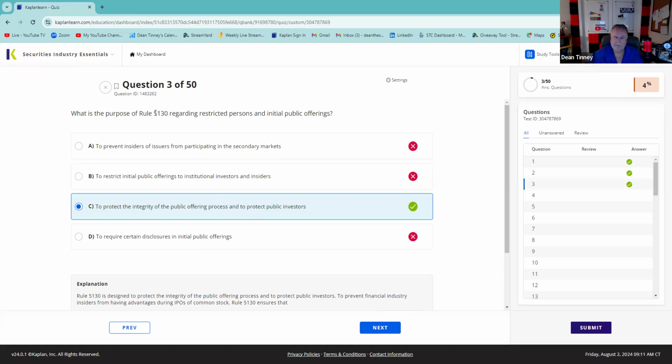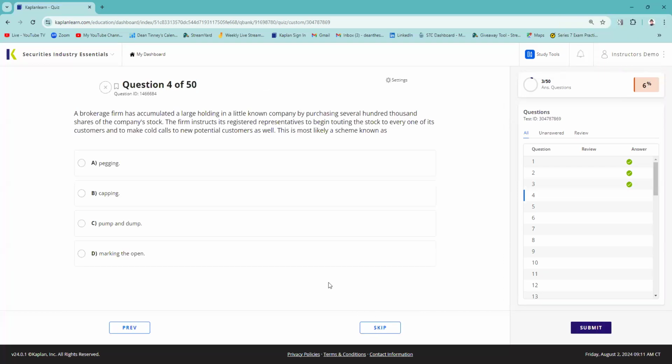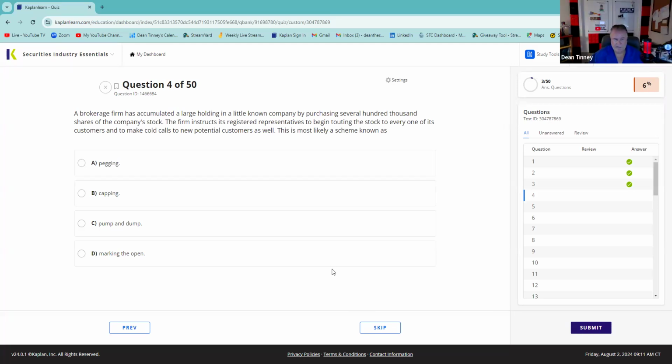I don't think they'll camouflage it with 5130. Kaplan test prep vendors do more of the rule numbers, but even with that rule number, you can get the context when it says restricted persons and IPOs. I kind of just did eeny, meeny, miny, mo, like what sounded best. Well, I think you'll be good at those kinds of questions.